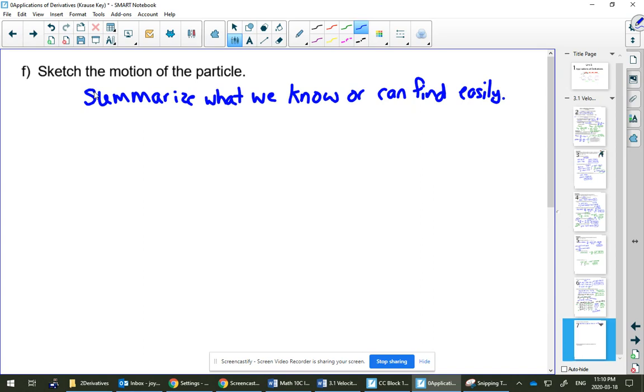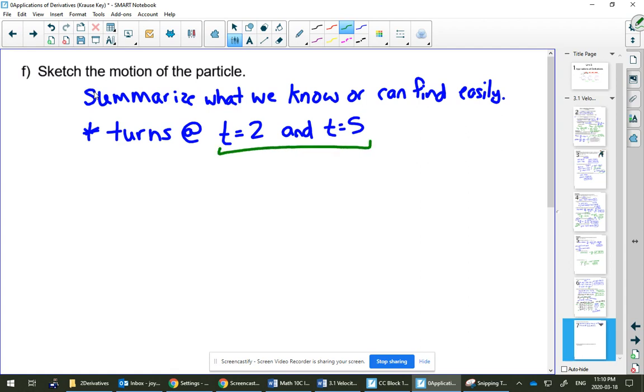So we know that the particle is at rest at time equals 2 and time equals 5. So those are going to be turning points. And we know from our chart from the last page that the particle changed directions at those points. So turns at time equals 2 and time equals 5. That's when our velocity, so the derivative of the position, is equal to 0.